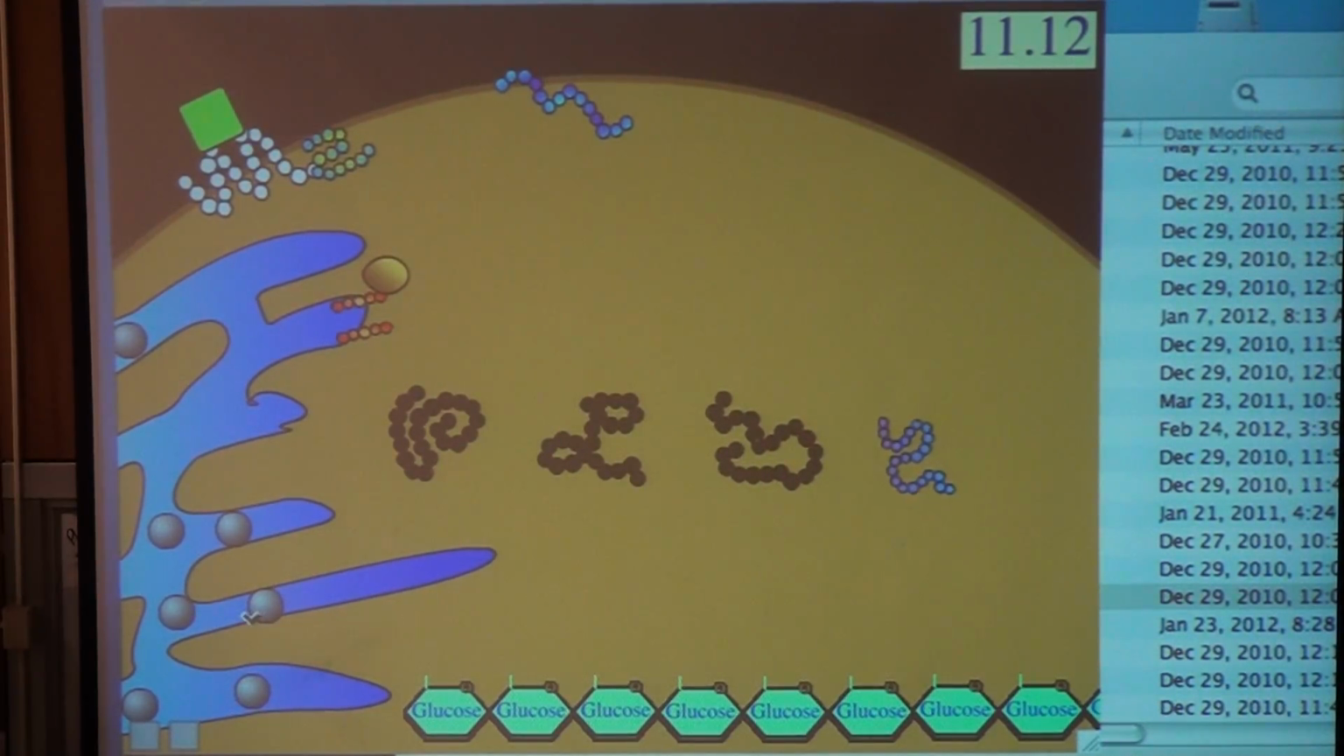Sound good? Are you impressed? Amazing. Cells are amazing things. For something that is so small you can't even see it, there's a lot going on inside there.